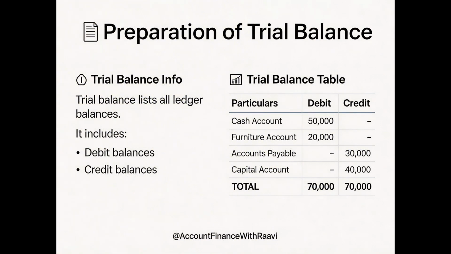Then comes the preparation of the trial balance. Trial balance is nothing but the collection of all closing balances of ledgers. All the ledger balances we will be putting under the trial balance. When you prepare the trial balance, all expenses and assets will show under the debit side of the trial balance. All income and liability will be put under the credit side of the trial balance. Both total debit and total credit need to be tallied.